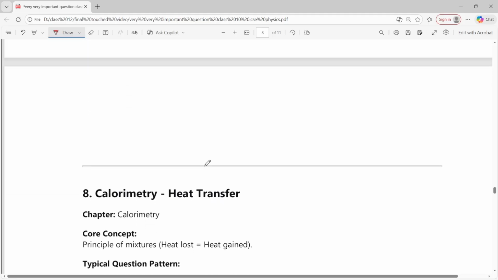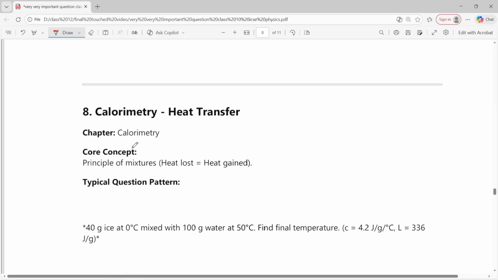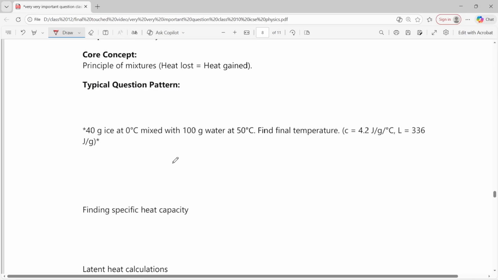Next is calorimetry, or heat transfer. Calorimetry uses the principle of mixture: heat loss equals heat gain. This type of numerical is very, very important. You get these types of numericals each and every year.